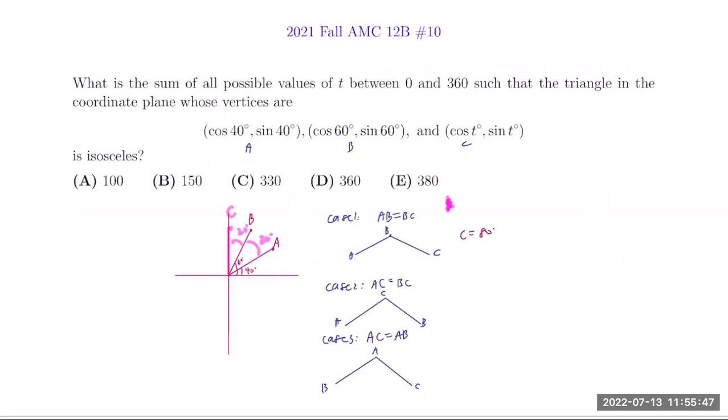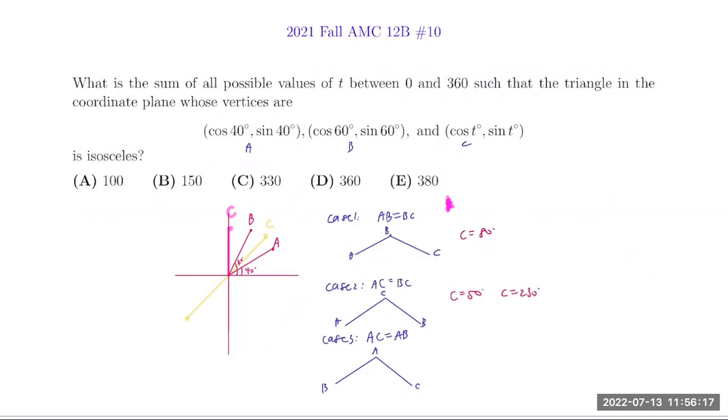And then our second case, we have AC equals BC. So C is between A and B. What would that look like? Well, that means our C would be here. And so the distance would be 10 and 10 degrees each, so C equals 50 degrees. And then we also notice that C can be on the opposite side. And this would also work as well because C would then have a measure of 230 degrees.